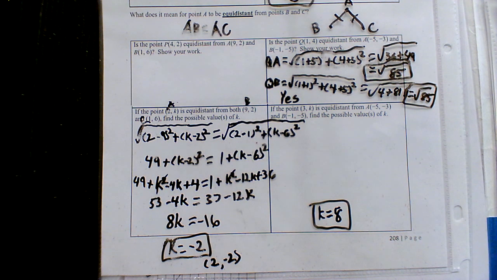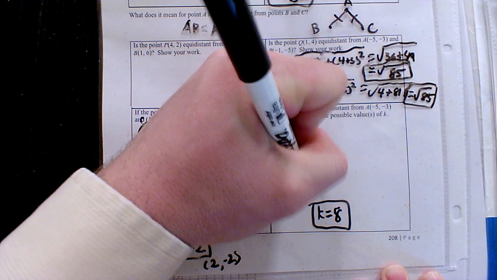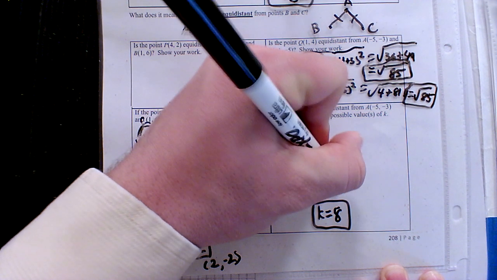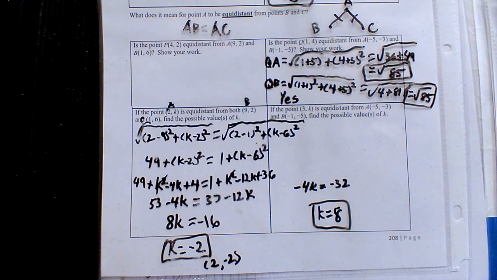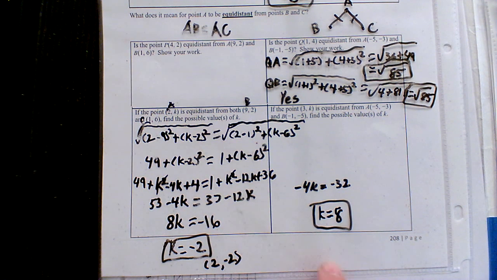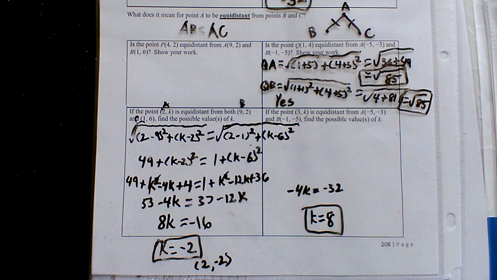The last step you get before you solve that, you should get negative 4k equals negative 32. And when you divide that, your negatives cancel out, so you should get k is equal to 8. Okay? So go back through, make sure that you multiplied everything correctly, make sure you squared everything correctly, but it should simplify to k equals 8.